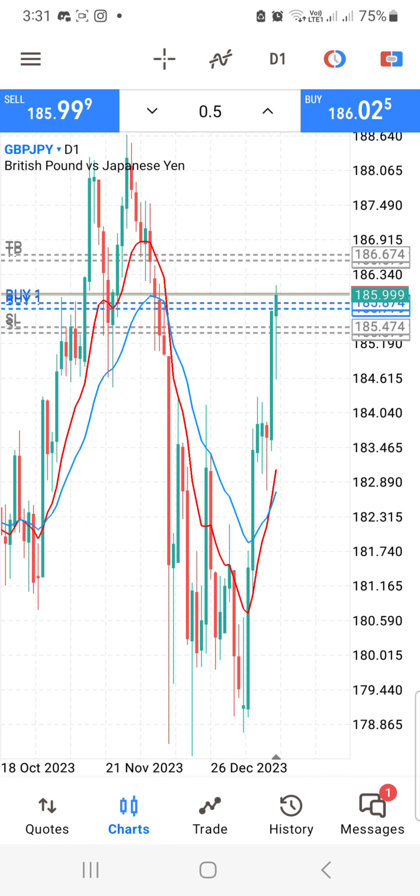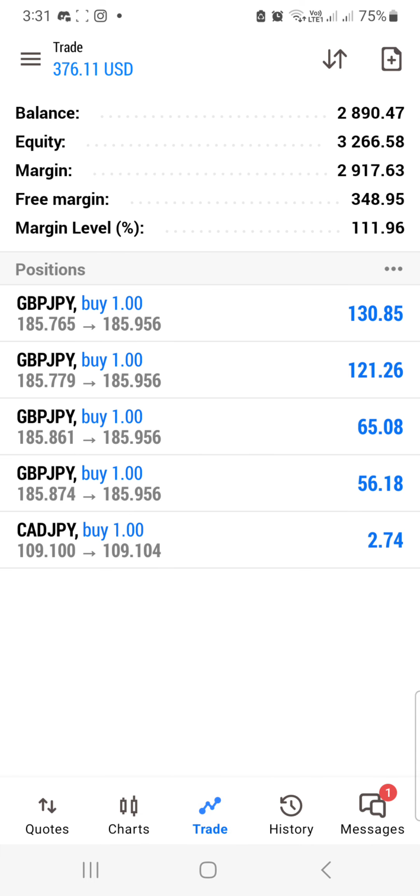I traded GBPJPY. Yeah, this is the trade I entered. But mind you, I waited for the news first, because I suspected the news to come out positive, but I waited. I was busy doing something, so I waited for the news to come out first before I entered this trade, my buy trade. As you can see, GBPJPY is trading well. Everything is going on well.